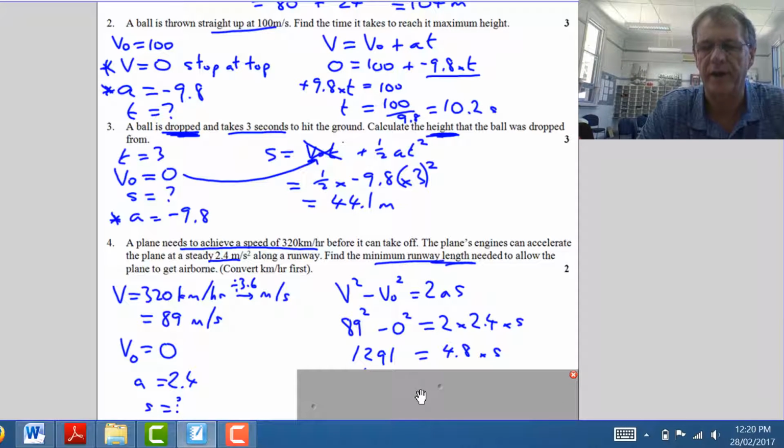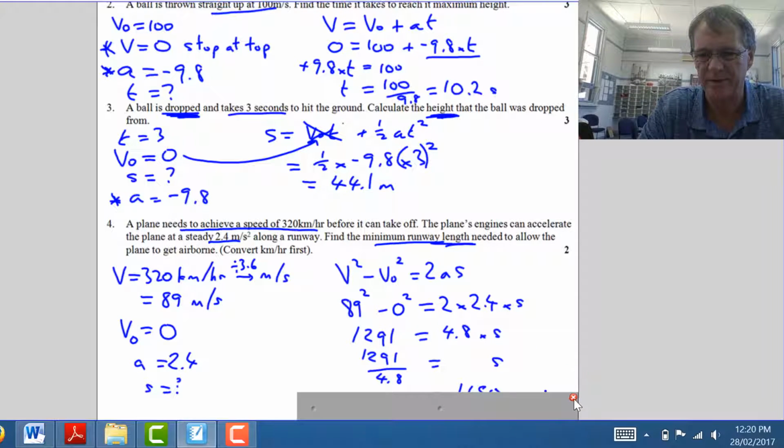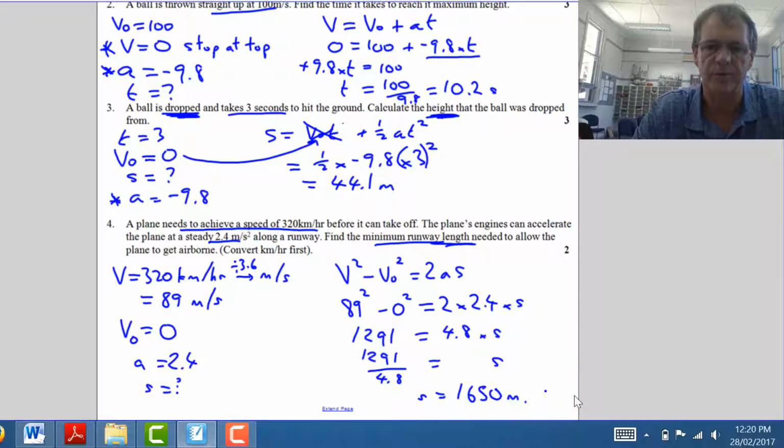1291 equals 4.8 s. So to get rid of this times by 4.8, we're going to divide by 4.8. And if you do all that, you'll get a distance of about 1,600 metres. What is it? 1,650 metres. So 1.65 kilometres. So that roughly makes sense for a minimum runway length there.